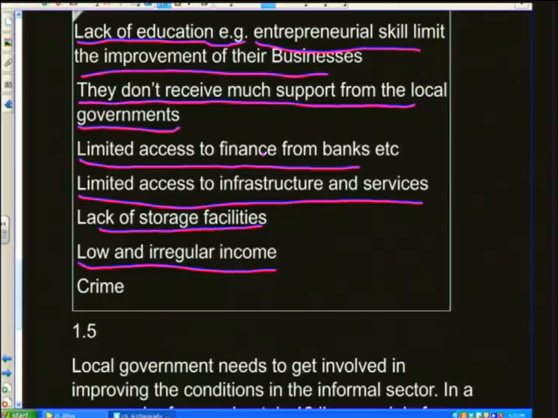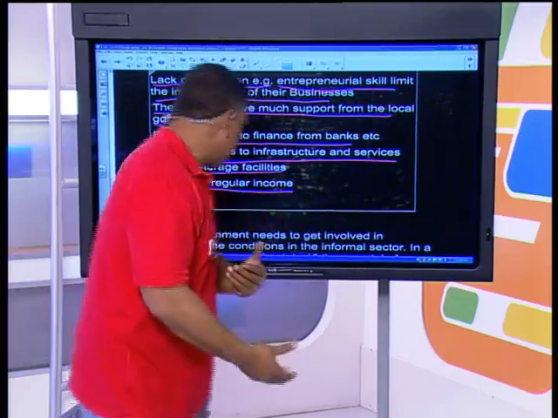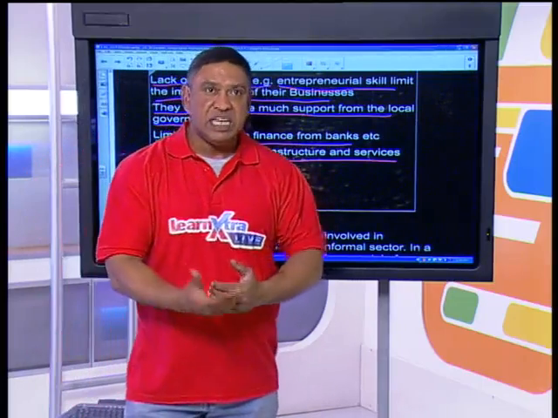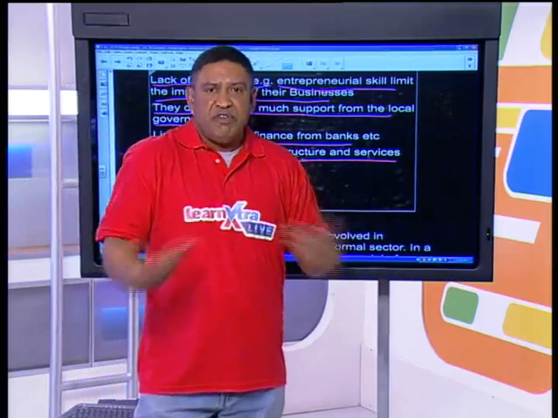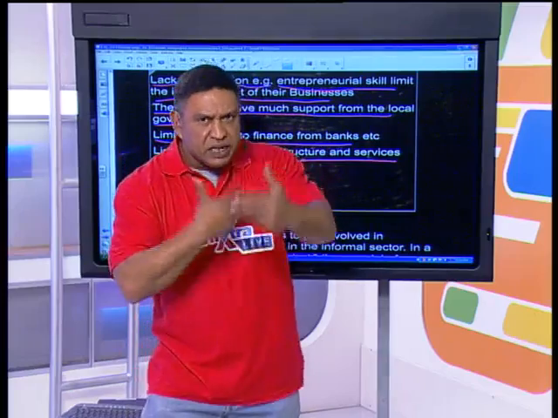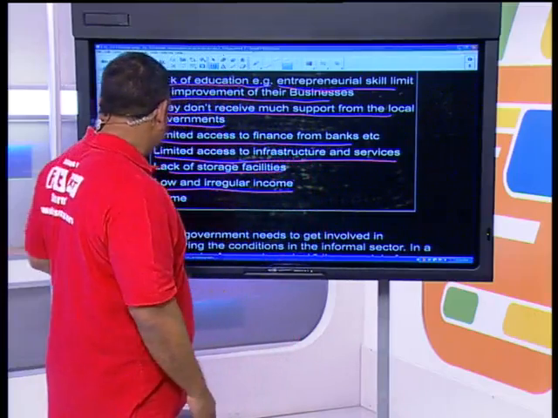Low and irregular income, but we need to take our explanations a little further. Low and irregular income, we can say they don't know how to plan their lives. You understand? Even buying food for their families is an issue. Take it a little further, learners, if you need to explain it.